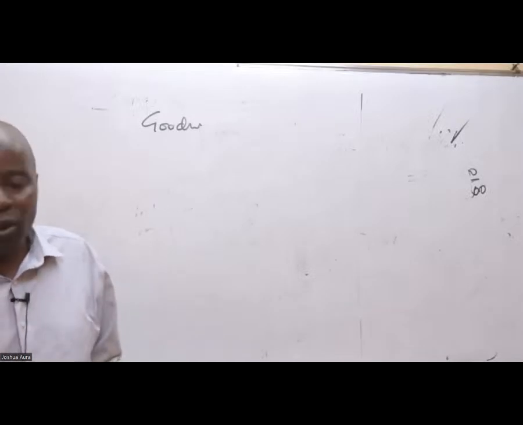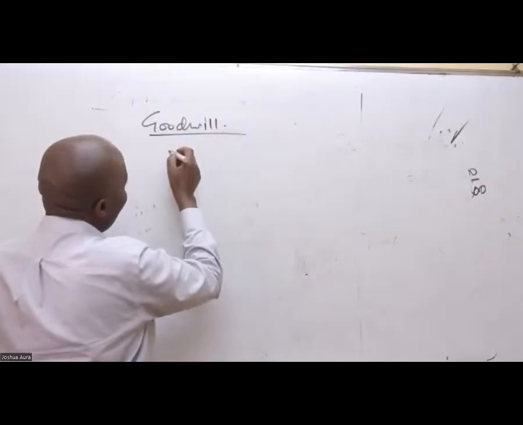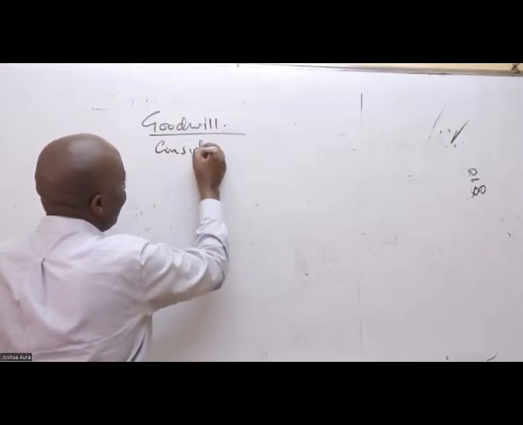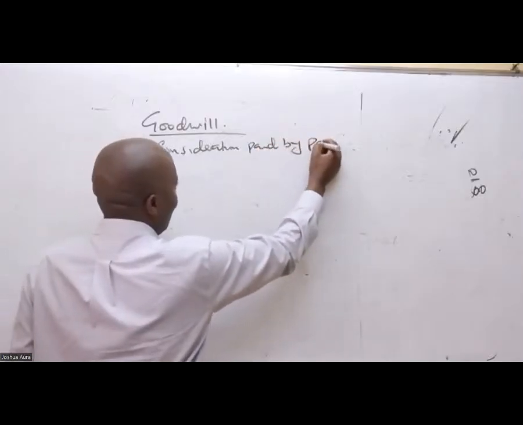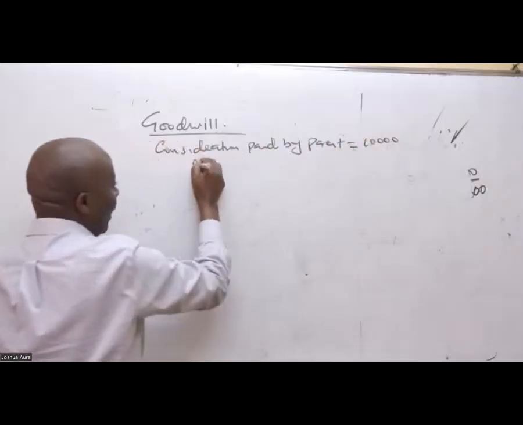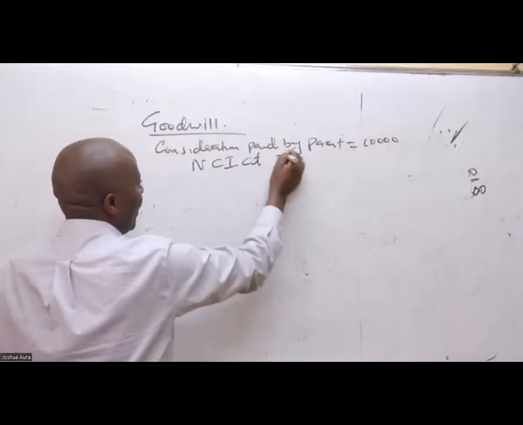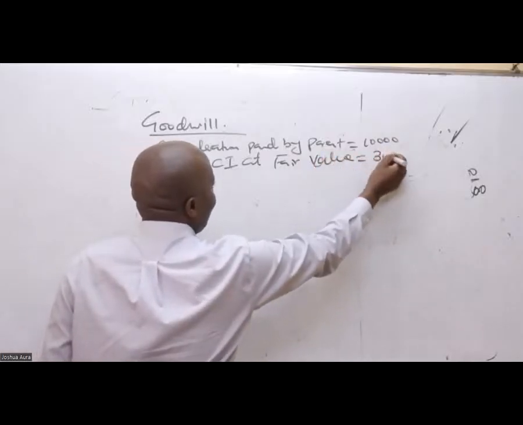Would want you to know both. So in some cases for goodwill, you will get consideration paid by the parent. For example, consideration paid by parent, 10,000. And then we have NCI at fair value, for example, 3,000.